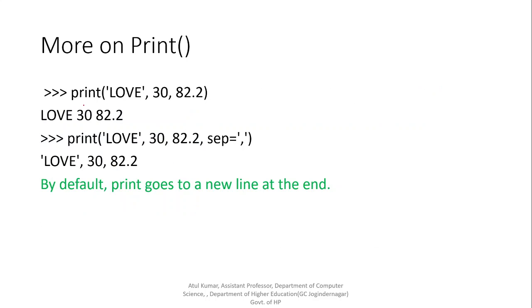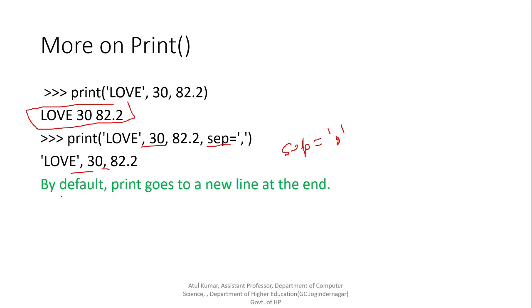So here I have written print love 30 and 82.2, and by default they are separated by spaces. Now I want these three items to be separated with the help of a comma. Then I write print love, then 30, then 82.2, and then I add a separator, that is sep, equal to, in single quotes I write a comma. Now the output is displayed with each item separated by commas.